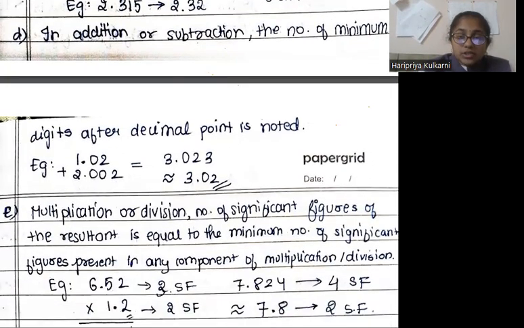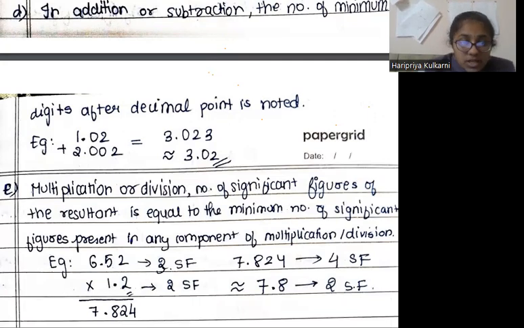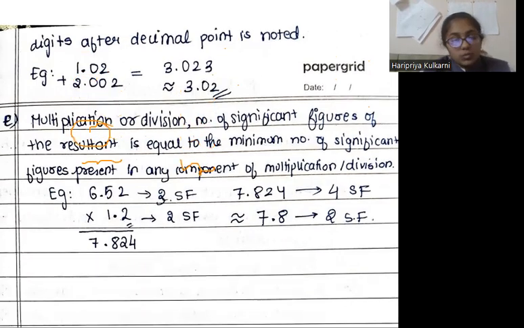In addition or subtraction, the number of minimum digits after decimal point is noted. Means what? In addition, if I am adding or subtracting two numbers, okay? So here I'll get a big number, right? And now you can see here, what is the smallest number of decimal places? That is 2 decimal places, right? Here 2 decimal places, here 3 decimal places. So what is the smallest or the minimum digits after decimal point is 2. So in the final answer also, I will keep the minimum digits of decimal places, that is 2.